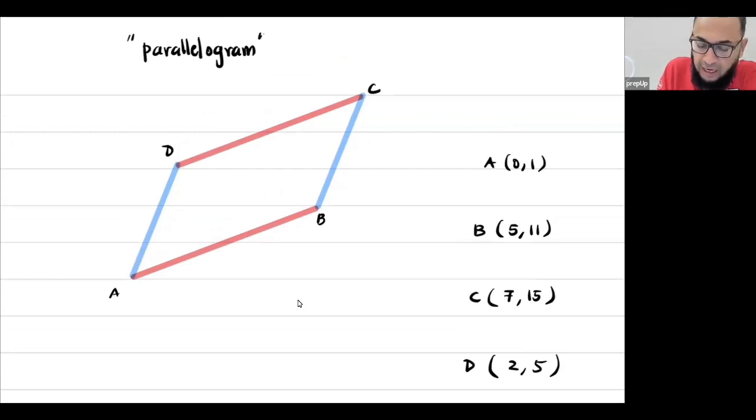And first of all, I would like you to check whether it's really a parallelogram. Maybe I've made a mistake in labeling the points. So how would you check my working? You would check it with this: are these two sides parallel as well as equal in length?